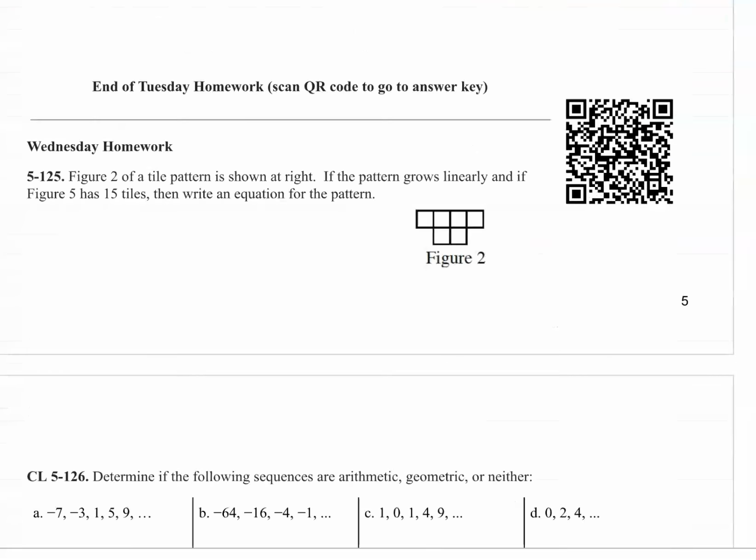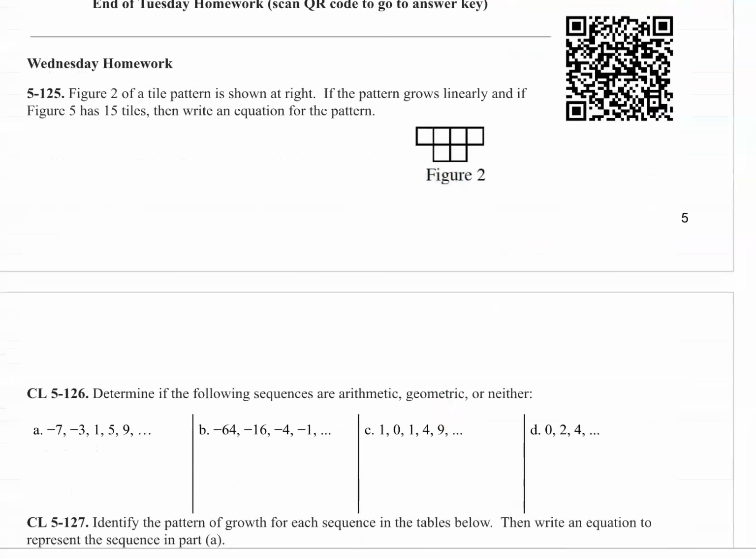Okay, let's go to Wednesday homework. Figure 2 is a tile pattern shown at right. If the pattern grows linearly, that means y equals mx plus b. That's what linear means. And if figure 5 has 15 tiles, write an equation. Well, I think a table would help. A table comparing figure number and number of tiles.